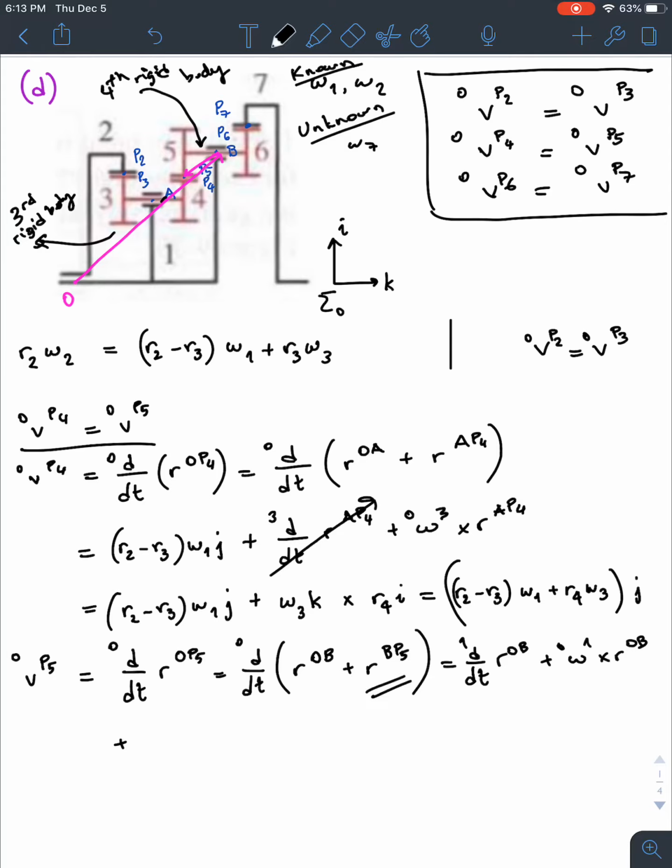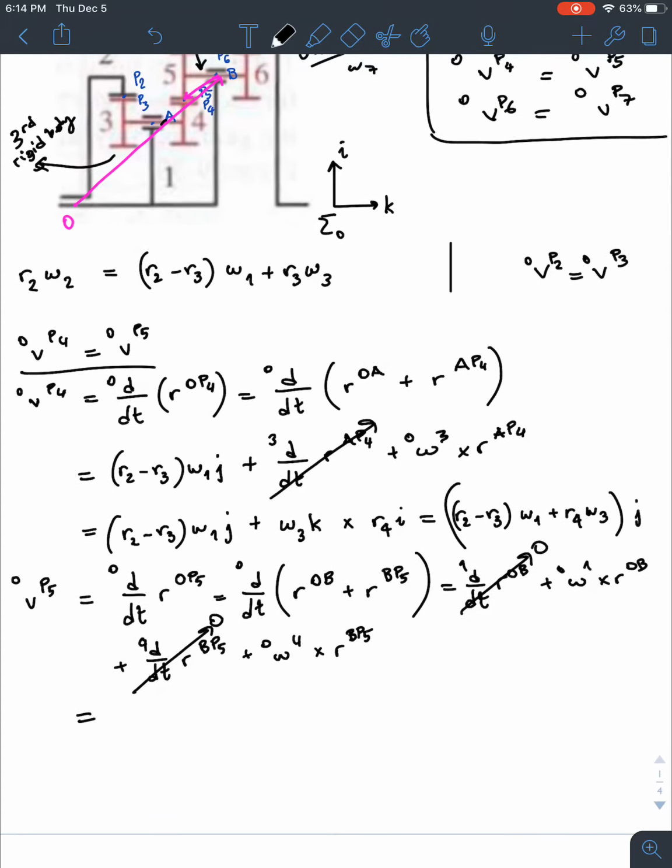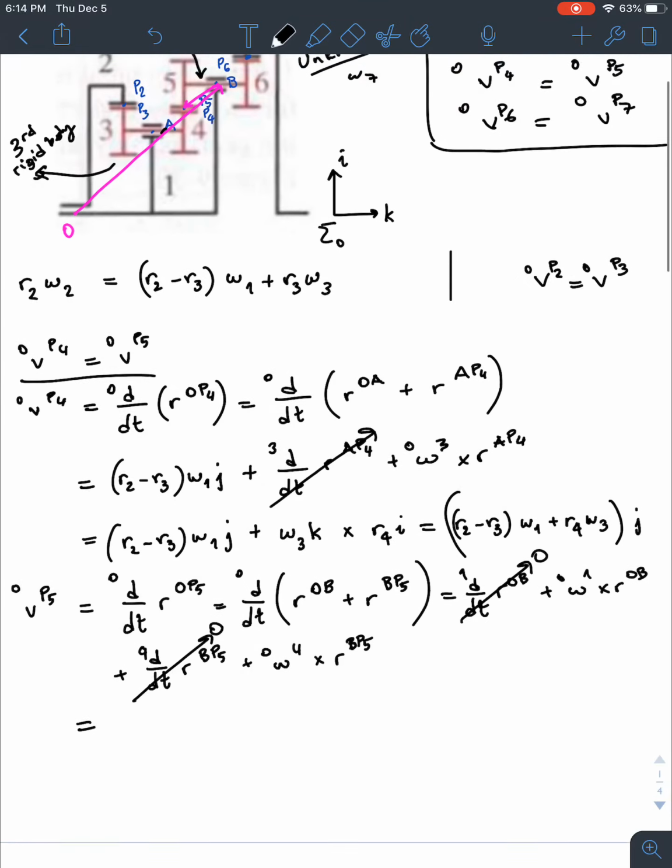So, since this vector B to P5 is fixed on the fourth rigid body, I'm going to take its derivative in the fourth rigid body. Cross r B to P5. Really good. Okay. Now, this is 0, that is 0, by virtue that they are fixed in their respective frames in which we are taking the derivative.